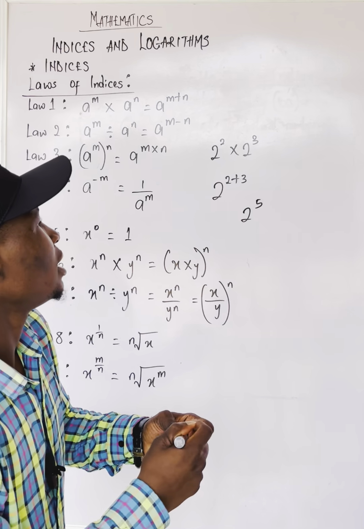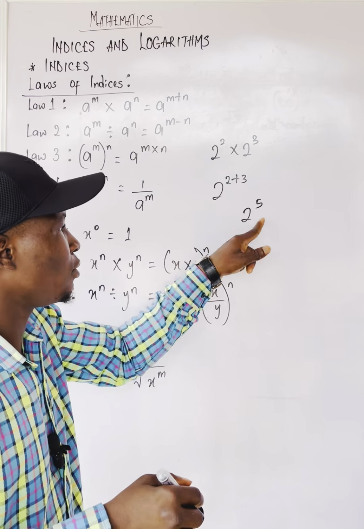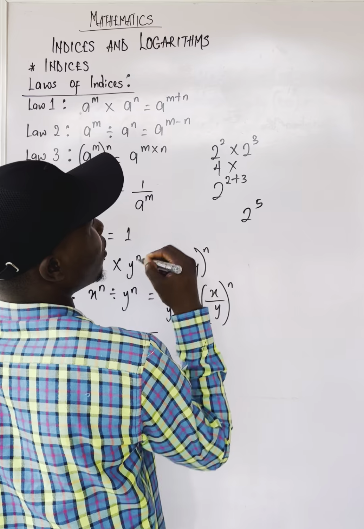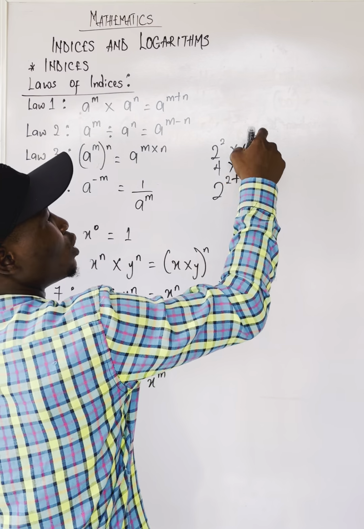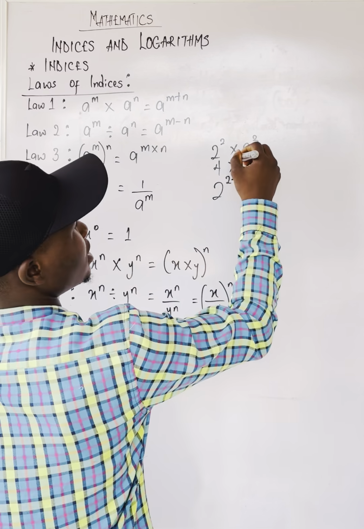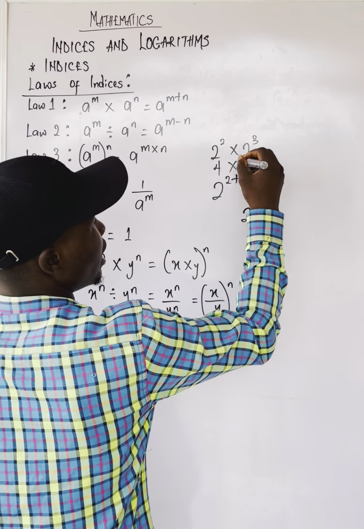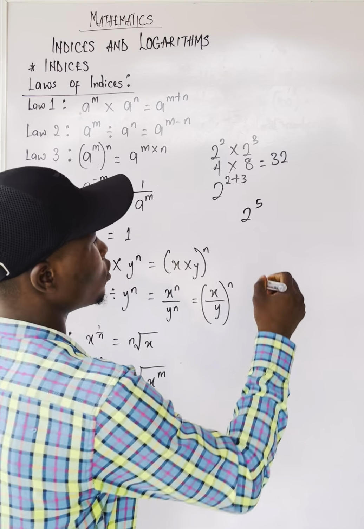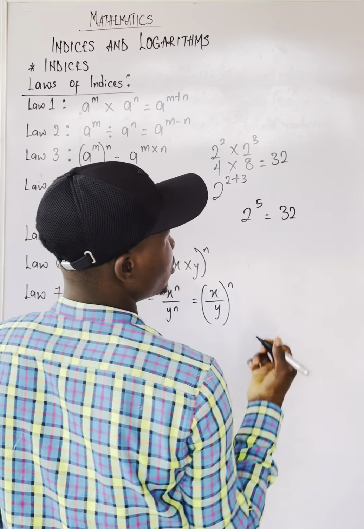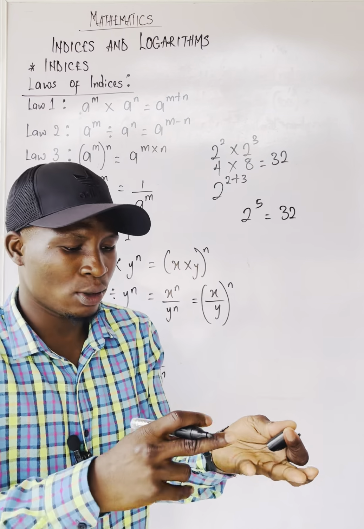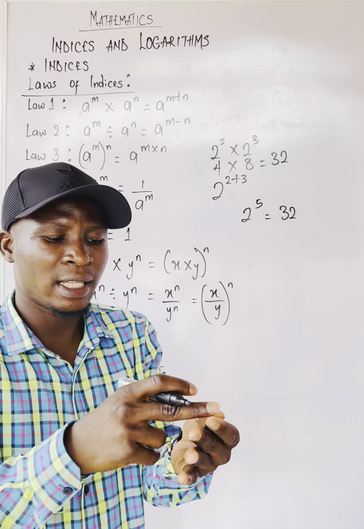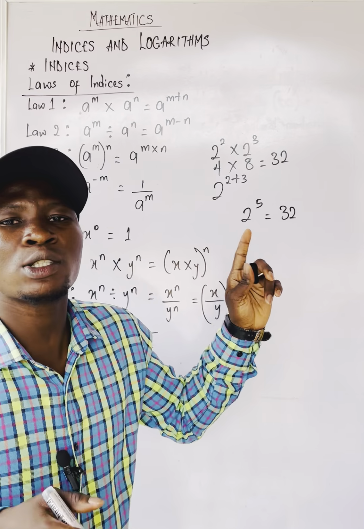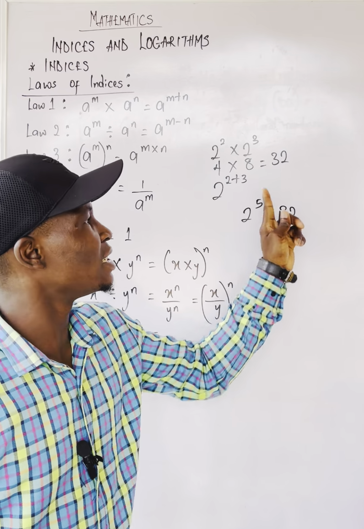Now let's break it down and see if we get the same answer. 2 raised to power 2 gives us 4, and 2 to the power of 3 gives us 8. So 4 times 8 gives us 32. Now 2 to the power of 5 gives us 32 as well. That's 2 in 5 places: 2 times 2 is 4, 4 times 2 is 8, 8 times 2 is 16, 16 times 2 is 32. So 2 to the power of 5 means 2 in 5 places. You see, it's still the same answer.